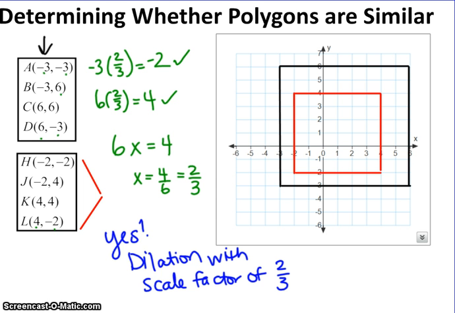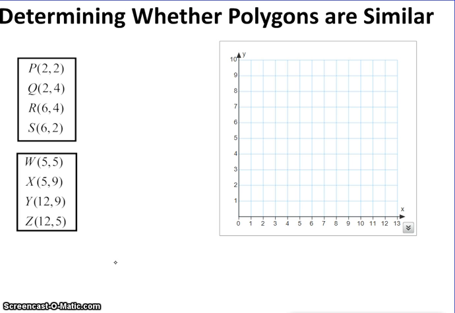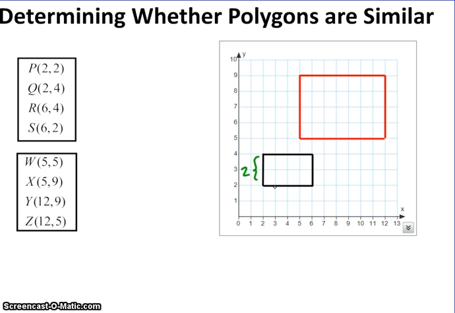Alright, so let's try the next problem. Go ahead and graph these, pause the video, and then restart once you have them graphed. Alright, so if we take a look at the first rectangle, I notice that this has a side length of 2, and this side length is 1, 2, 3, 4. Alright, so then I want to look at this rectangle, and I have 1, 2, 3, 4.